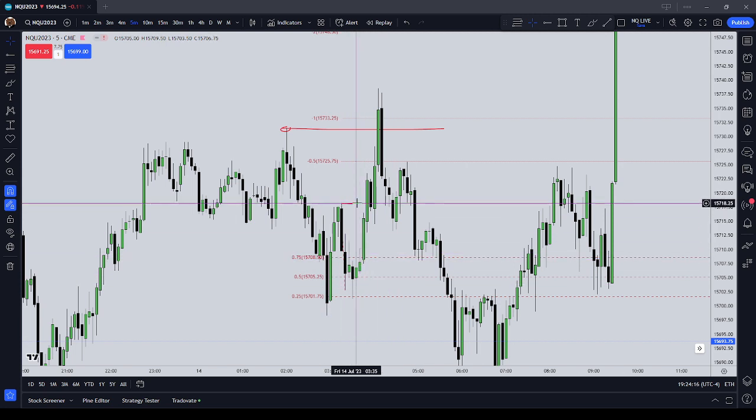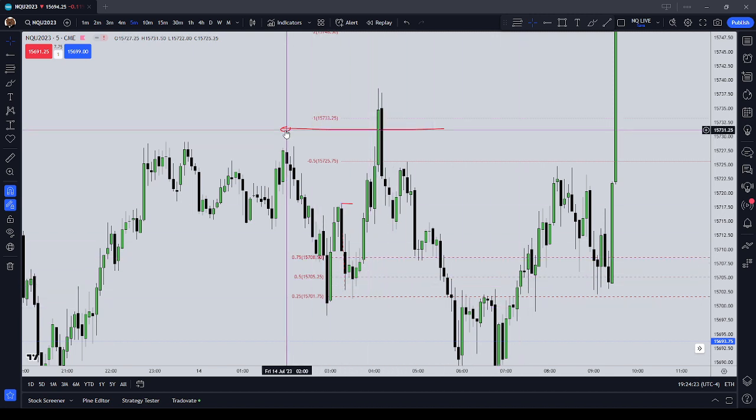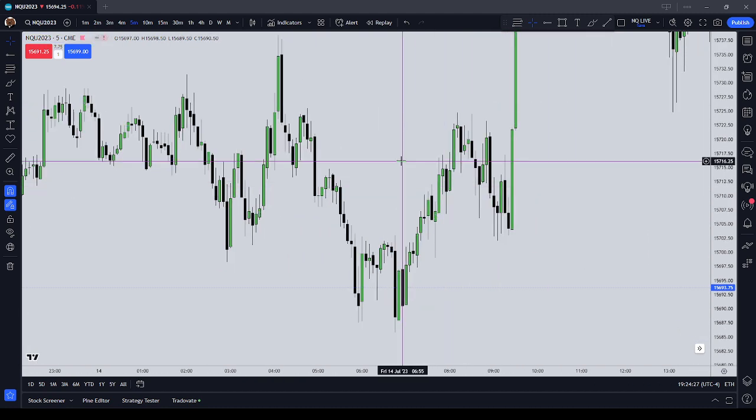You get filled right there above that order block, measured move higher, 733. It's 15 points. Or you get filled down here and you aim for the 0200 high, and that's a bit more points.